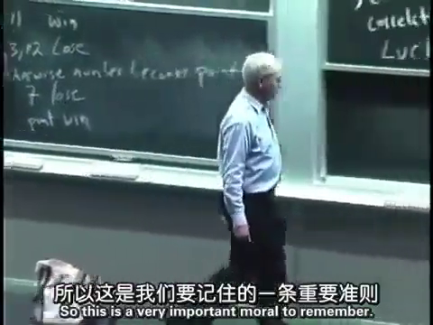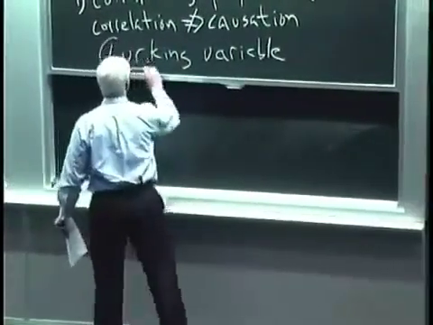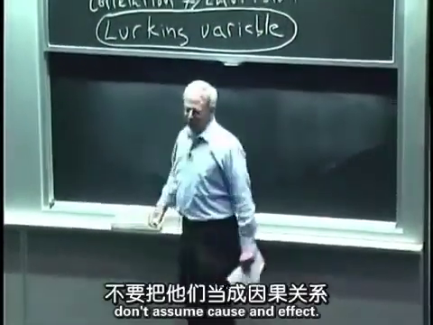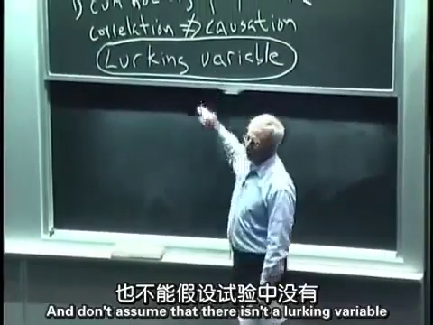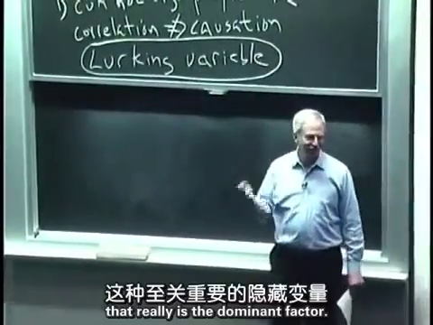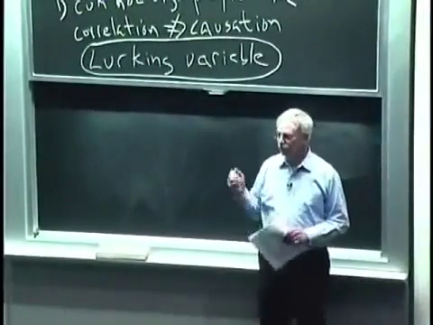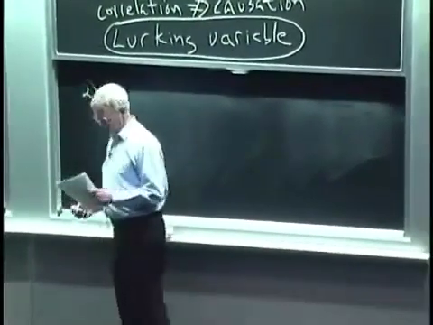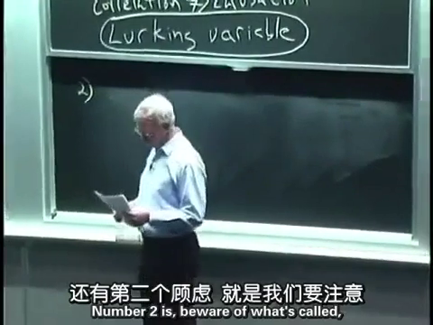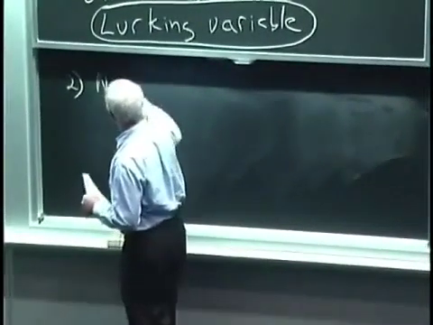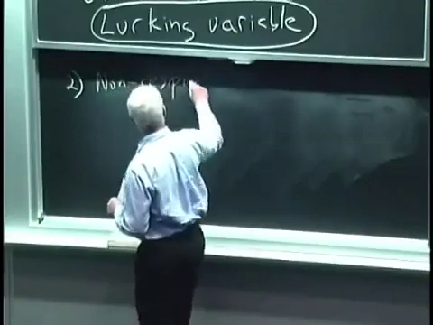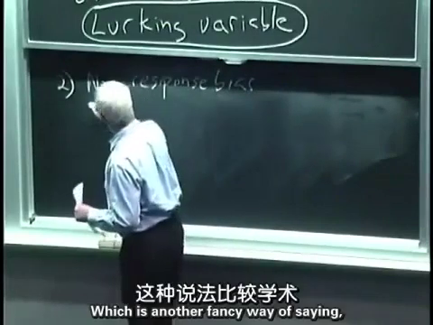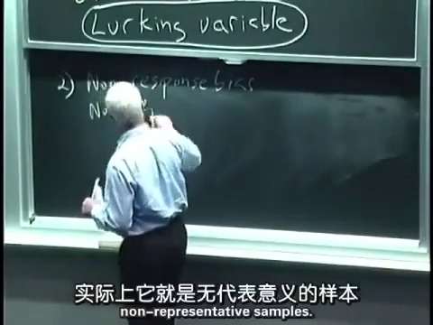So this is a very important moral to remember. When you look at correlations, don't assume cause and effect, and don't assume that there isn't a lurking variable that really is the dominant factor. So that's a second statistical worry. Number two is beware of what's called non-response bias. Which is another fancy way of saying non-representative samples.